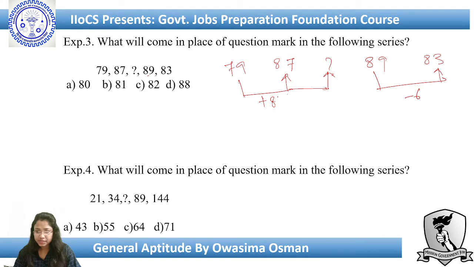If we follow this rule, 87 minus 6, we will get 81, and if we do 81 plus 8, we will get 89. So here you can see that this series is following the plus 8 and minus 6 rule. One term is plus 8 of the previous term, and the next term follows the minus 6 order. Okay, so our answer will be 81.